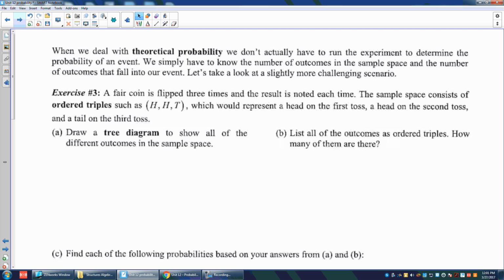Okay, so this is very, very common. A fair coin is flipped. As long as it's not a double-headed coin, all coins are fair. A fair coin is flipped 3 times. The result is noted each time. The sample space consists of ordered triples, such as heads, heads, tails, which would represent a head on the first toss, a head on the second toss, and tail on the third toss. Draw a tree diagram.